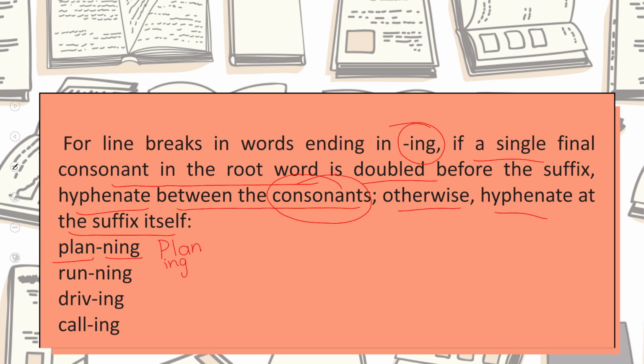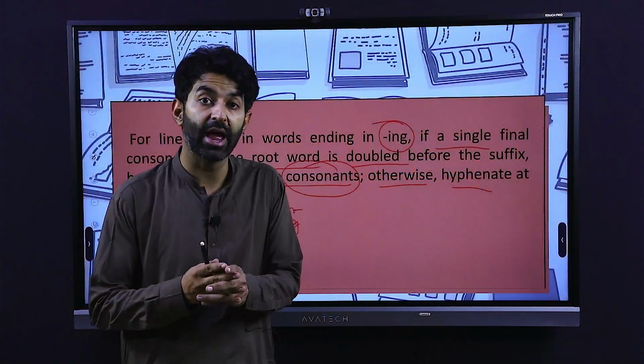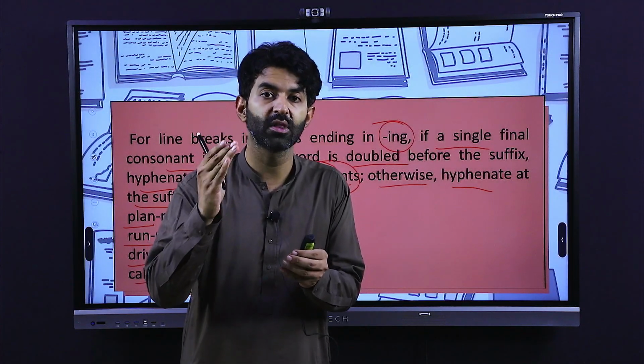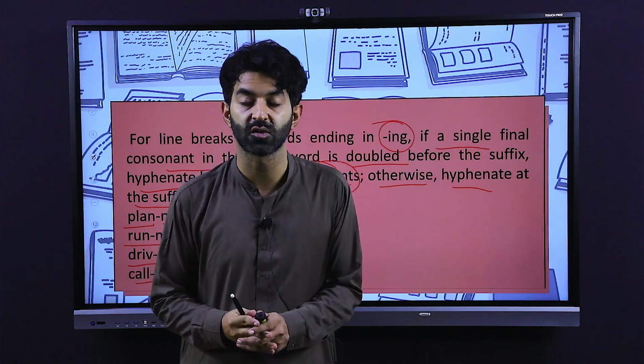Not planning. This will be wrong. You have to write it like this. Plan, then N-I-N-G. This is the right way. You break it down, and if you have a suffix, which means a group of letters coming at the end of the word which you are breaking, then you have to break it on the suffix and then move on to the next line.